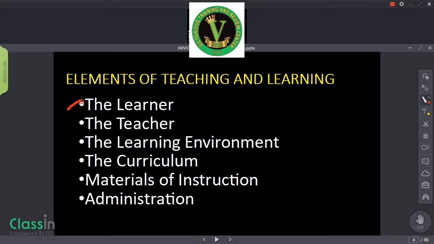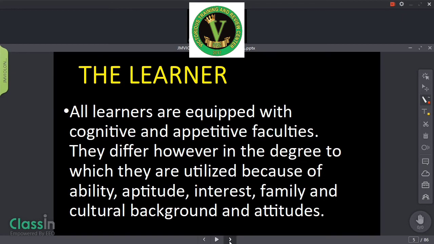So we have the elements of teaching and learning. One, we have the learner. Two, we have the teacher. Next, we have the learning environment. Next, we have the curriculum, the materials of instruction, and the administration. Let's start discussing first the learner. All learners are equipped with cognitive and appetitive faculties.